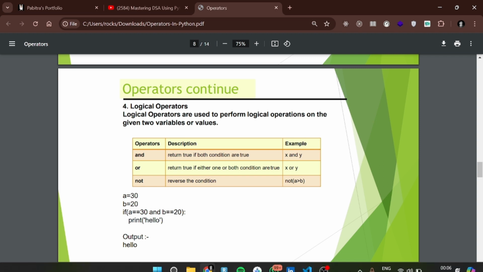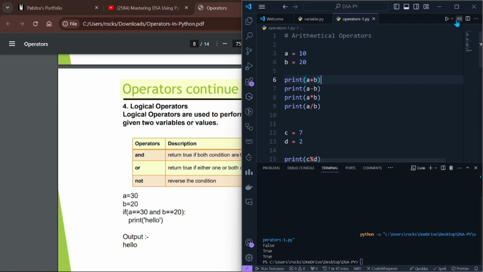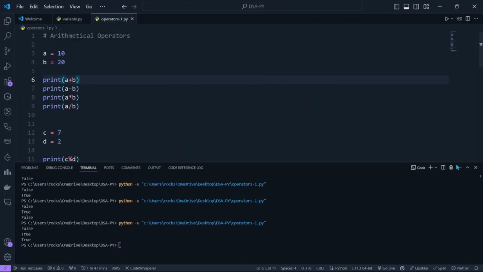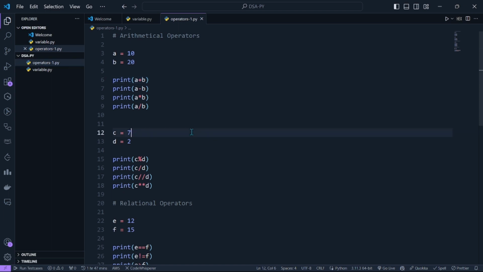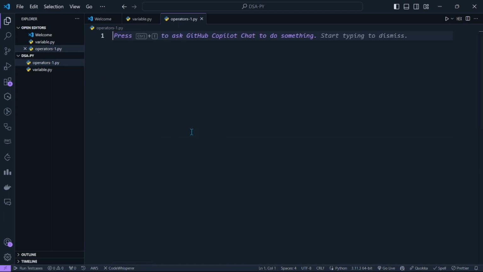Okay, so let us move to this VS Code. Here I was trying to do something. I have already recorded this video once, but due to some problem the recording didn't happen, so I have to write from scratch again. Here I have created an operators1.py file for now.